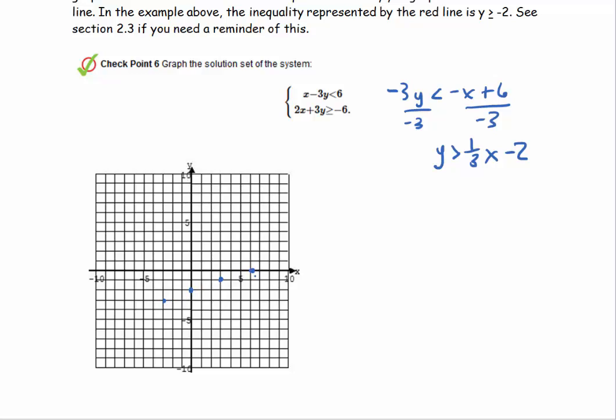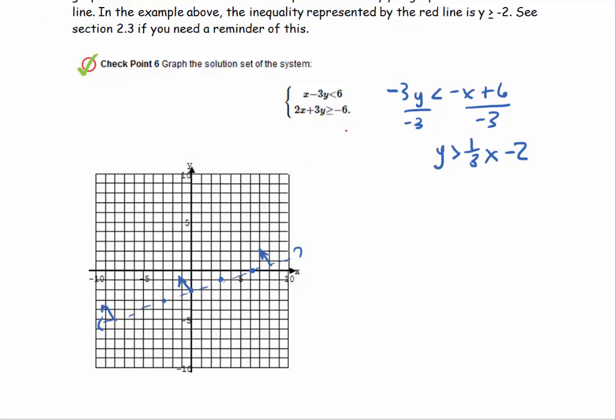We want to draw this line pretty much all the way out because we're not sure where it might cross with the other line. This one is less than and not less than or equal to, so we're going to sketch it in as a dotted or dashed line. What about the shading? Well, we can do the test point, or we can see that y is greater than, so that tells us to shade above this line here.